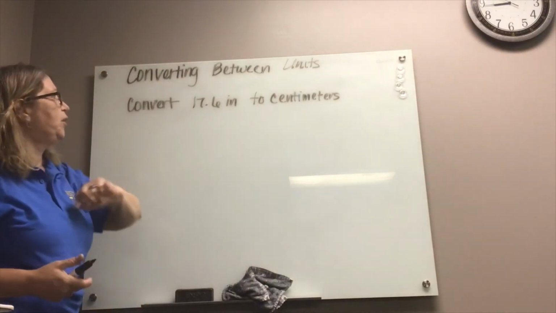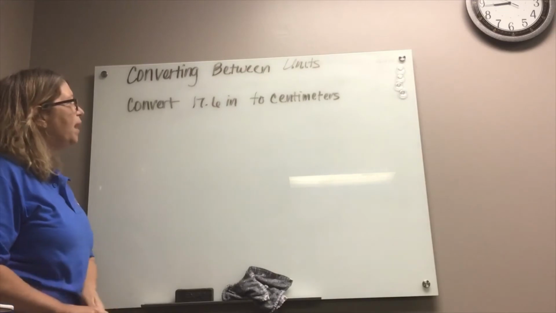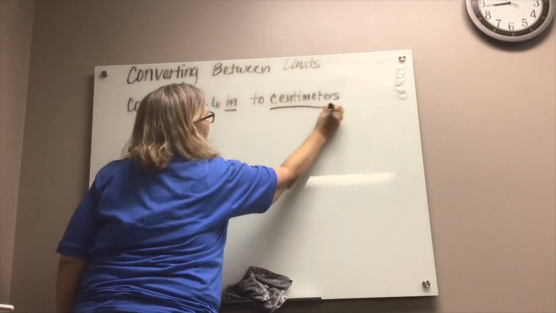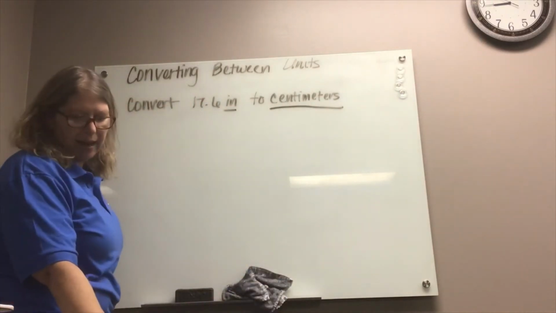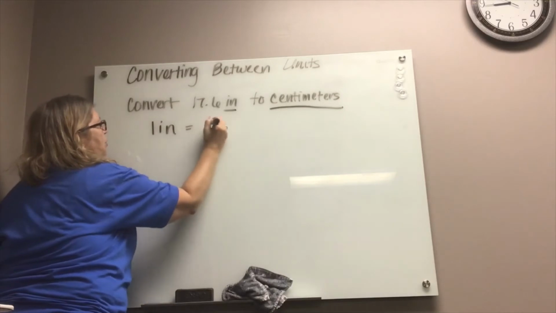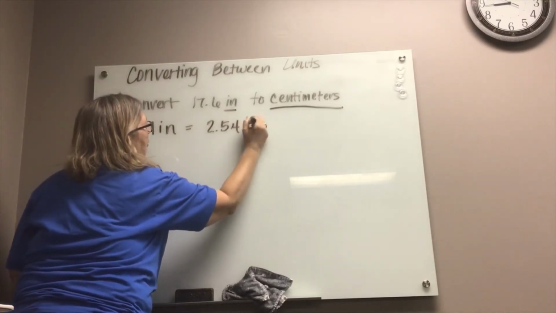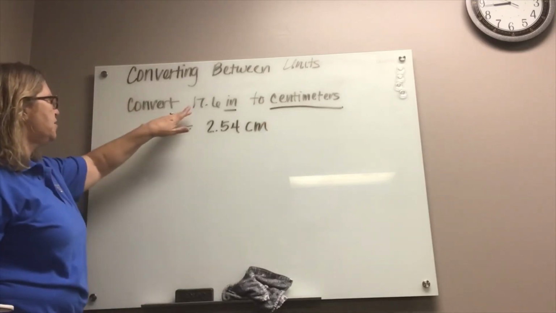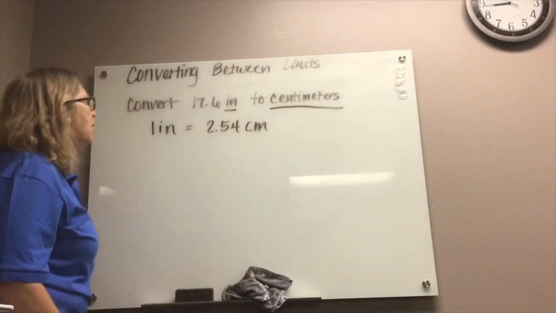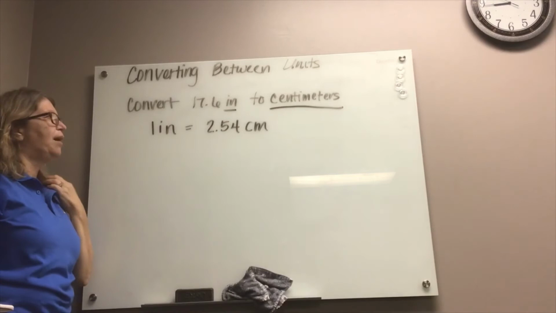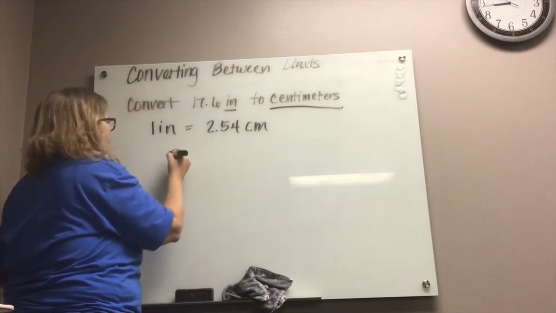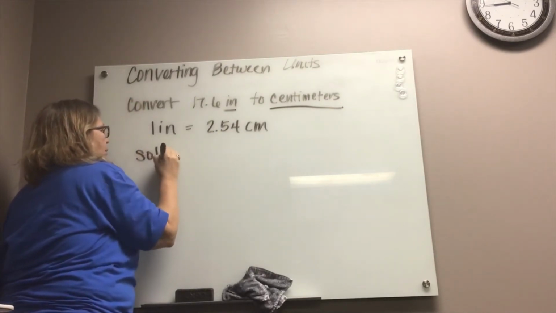So converting between units. We need to get an idea of what the relationship is between inches and centimeters, right? And so based on this table, 1 inch equals 2.54 centimeters, right? And we're being asked to convert 17.6 inches to centimeters, okay? So we're going to start off with a solution map. And the solution map is just a simple way of saying, this is where I'm at, this is where I need to go, right?